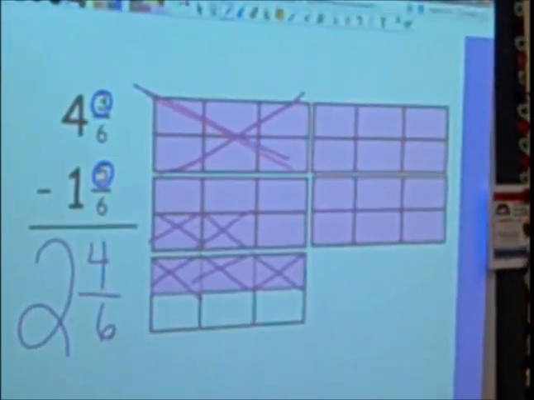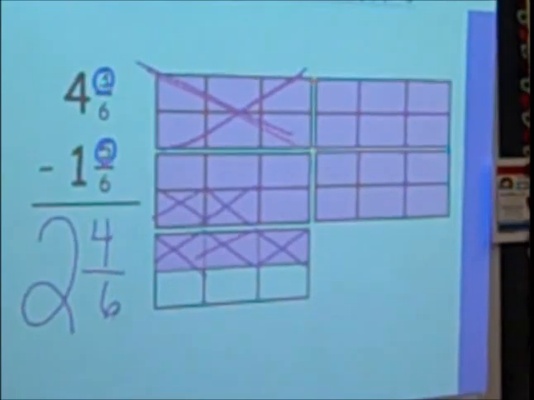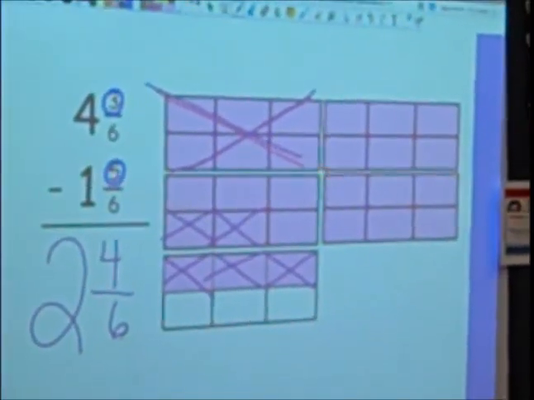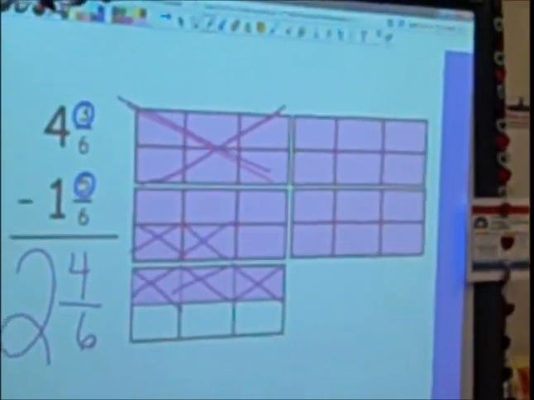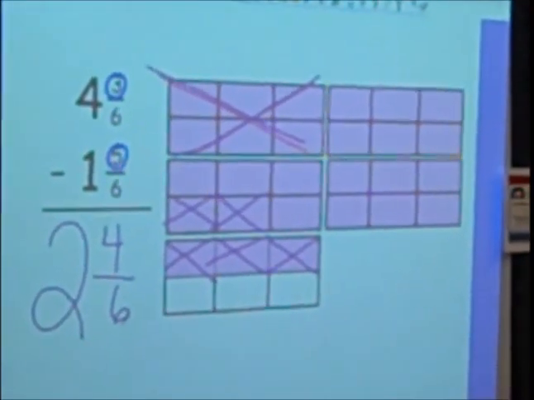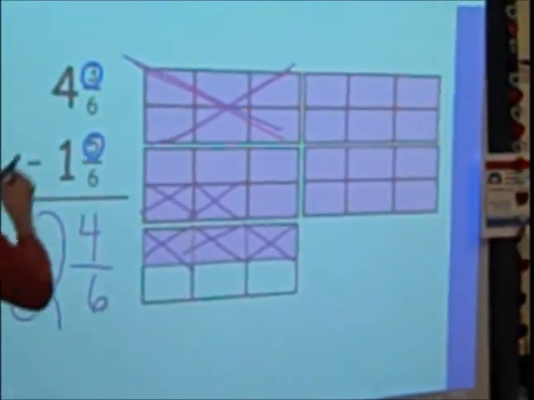Is everyone following? Yes. It's just a more concrete way of looking at it. Gives them an actual model. We will get into regrouping next. It's a little easy.